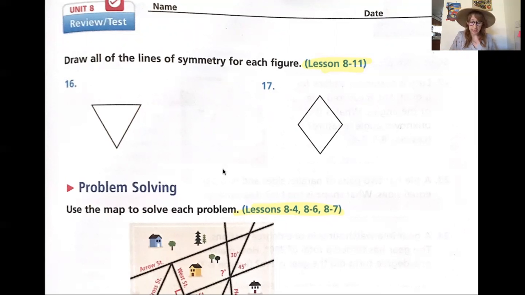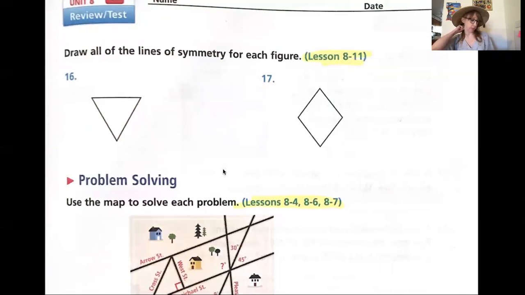So looking at lines of symmetry. One thing that we talked about on our Zoom call is that we want to pay close attention to the angle measures that are given. So for 16, these are all equal sides. We measured them and decided that they were all the same side length. So there are 3 lines of symmetry.